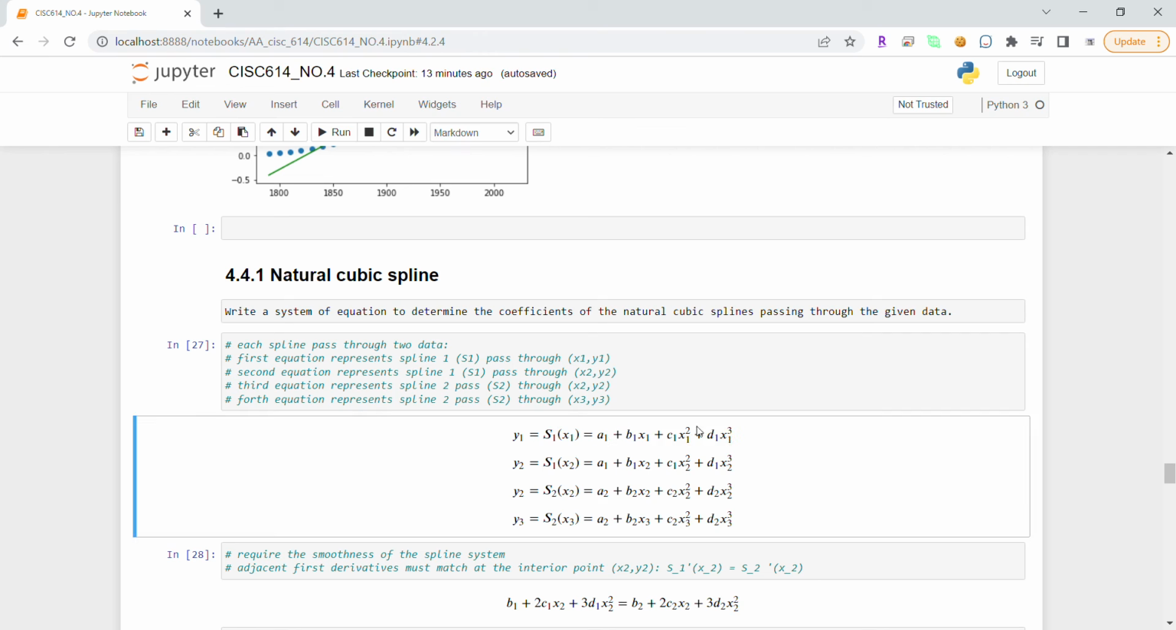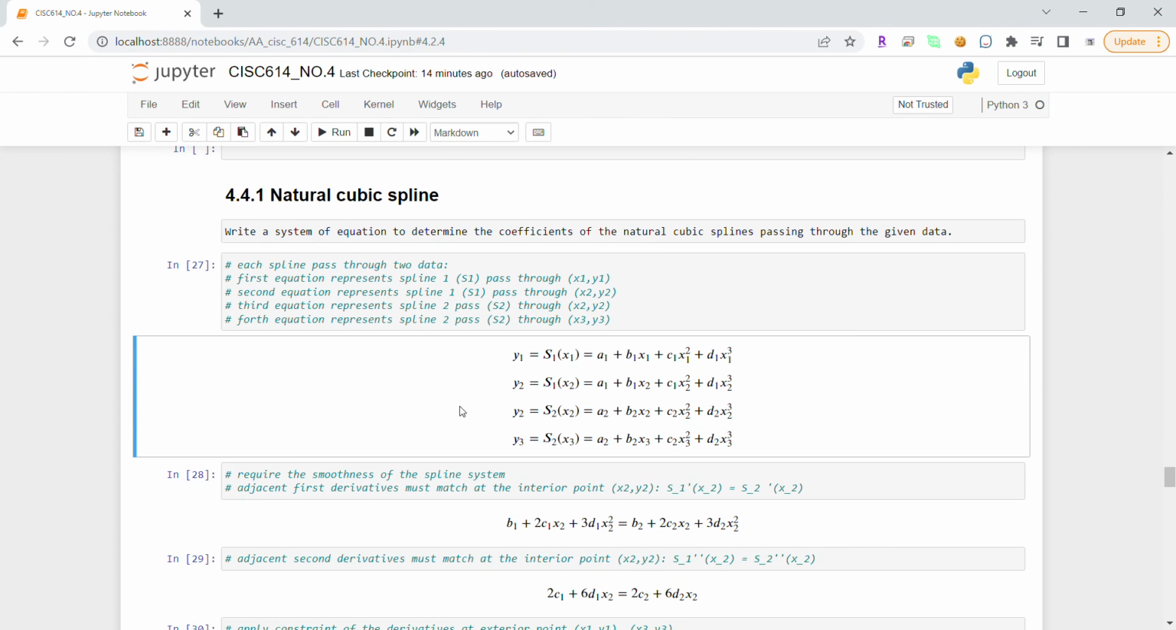So we have this equation, and the same thing, we have the second equation representing that spline 1 passes through the second point, x2, y2, and then the third equation represents the second spline passing through the second point, and the same thing, the fourth equation represents the second spline passing through the third point.